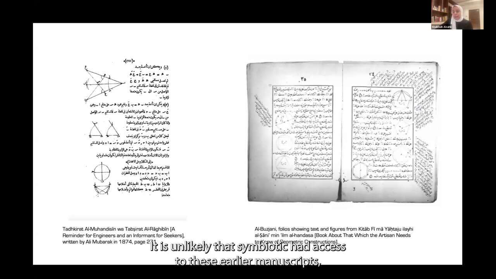It is unlikely that Mubarak had access to these earlier manuscripts, as the historian Al-Jabarti from the 19th century noted the scarcity of Arab Islamic manuscripts accessible at the beginning of the 19th century. So this could explain why Mubarak did not include writings on geometry from previous periods of Islamic history.